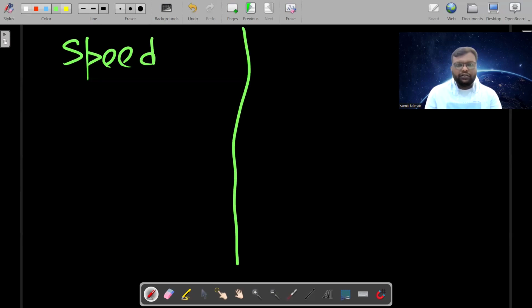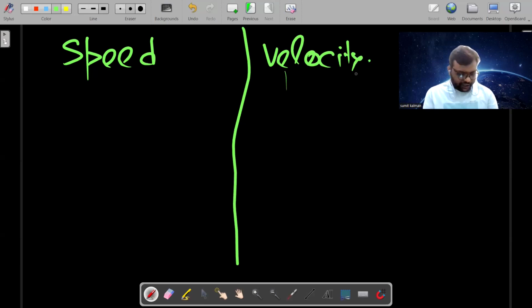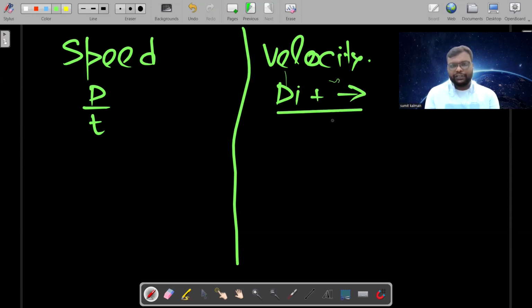Difference between speed and velocity. Now friends, see. We will see the difference between speed and velocity. Students, what is speed? Distance covered per second by a moving object is called speed, distance upon time. And what is velocity? Distance plus direction upon time. It is velocity.